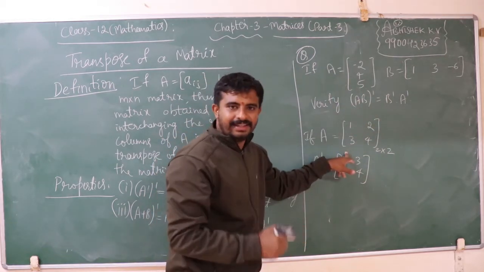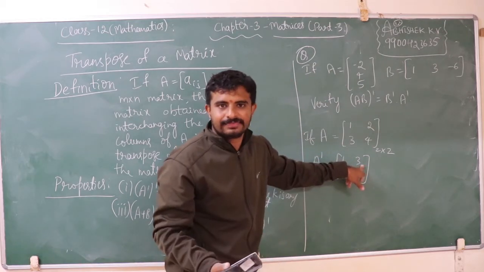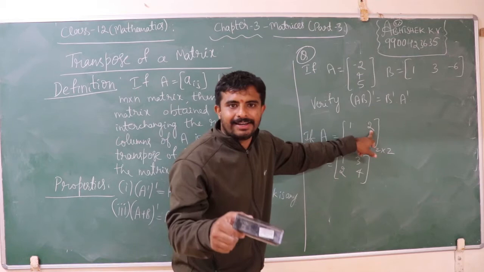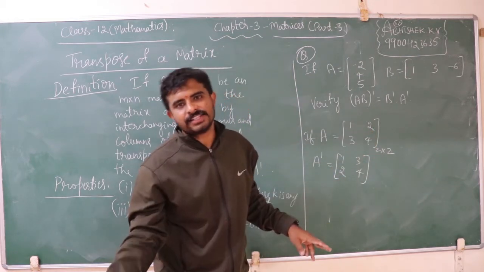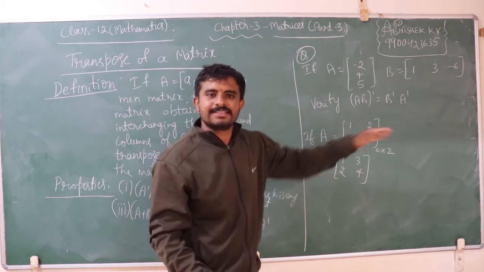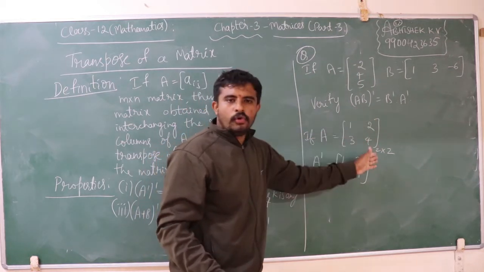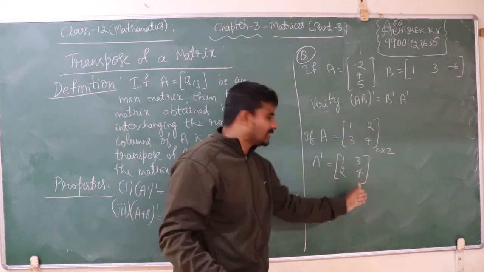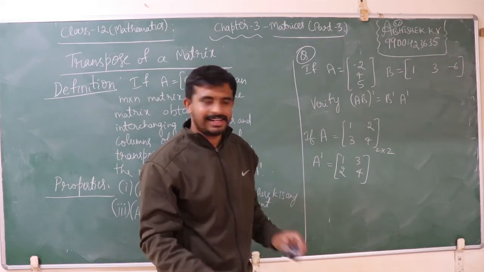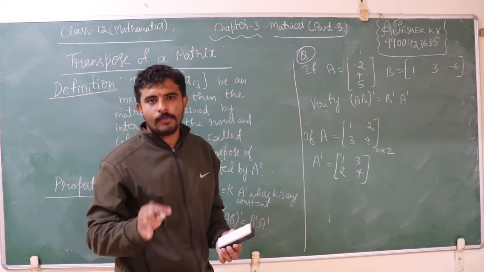So this first row becomes first column and this second row becomes second column. 1, 3 is in C1, it changes to R1. 1, 2 is in R1, it changes to C1. That is, first row changes to first column, first column changes to first row, and second column 2, 4 changes to second row, and second row 3, 4 changes to second column. Is it clear? So this is nothing but the transpose of a matrix. I hope you are getting this.